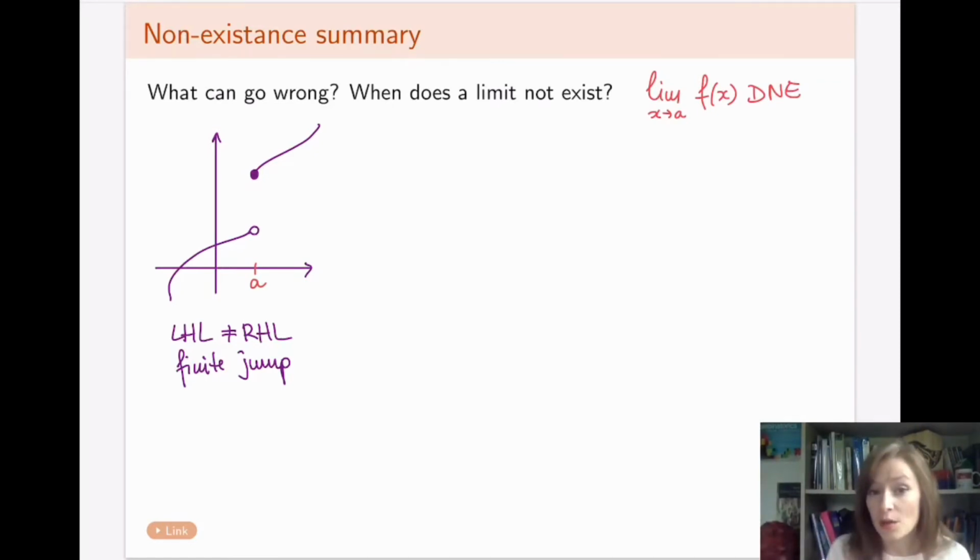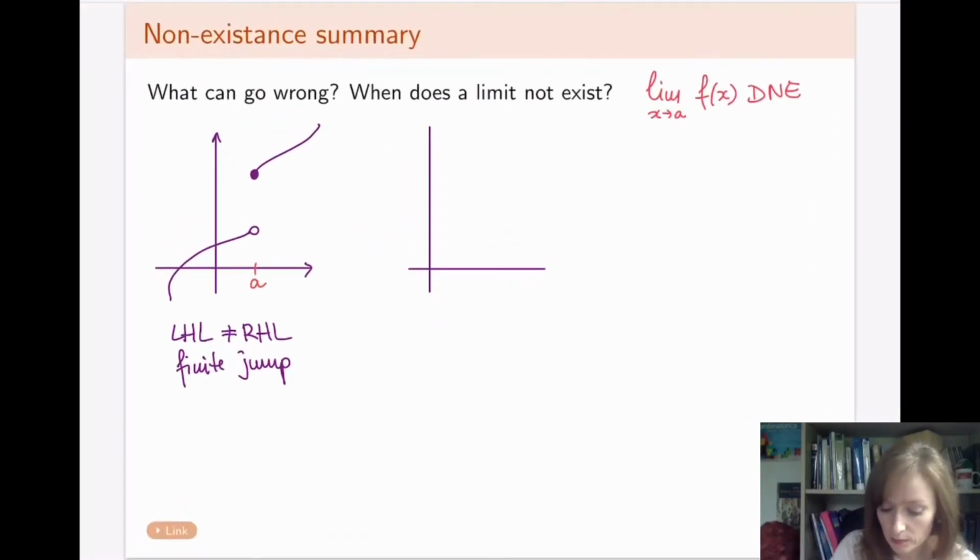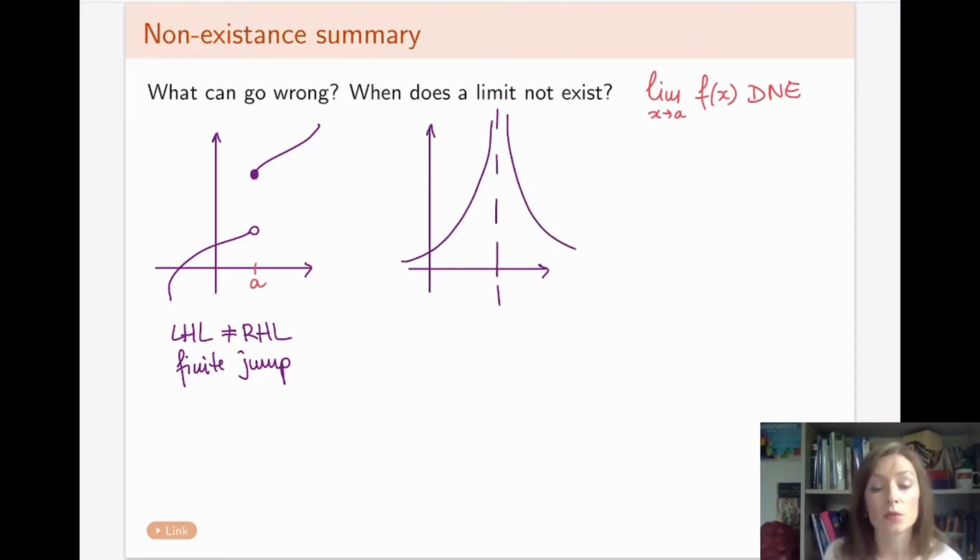If there's a finite jump, we can talk about an infinite jump as well. So this is the second case. The infinite jump would usually be in the form of some kind of asymptote. We will discuss asymptotes in much more detail next time and actually describe them in terms of limits. But for now, we can say that this is an infinite jump, and therefore the limit here also does not exist, right?